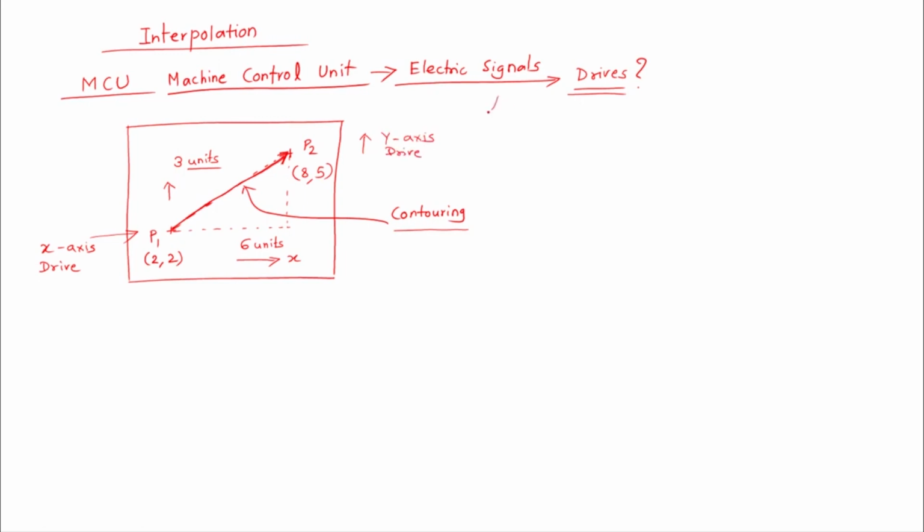So the MCU is giving signals to the Y axis drive, and it is also giving signals to the X axis drive, but what signals are to be given? For that purpose, the interpolation algorithms are helping. The very basic algorithm of interpolation is the digital differential analyzer. It is a very popular, very basic algorithm.